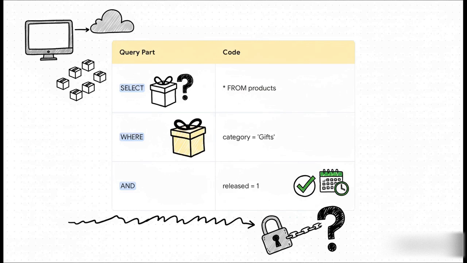Now, behind the scenes, that URL is being turned into a command for the database. It's basically saying, select everything from the products table where the category is gifts and, this is super important, where released equals 1, meaning they are released for sale. That little check makes sure you only see things that are actually available to buy.